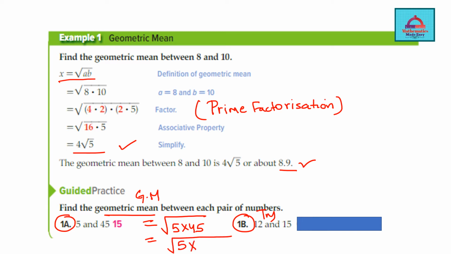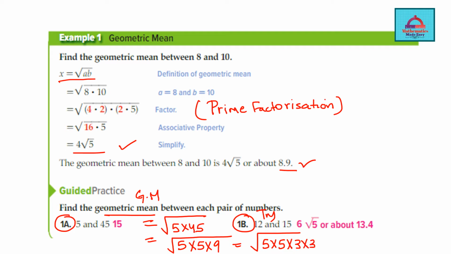5 multiplied with 45 is 5 times 9 times 5, so I will write 5 times 5 times 9. And then 9 can be written as a product of primes in the prime factorization as 3 multiplied with 3. So now because it's a square root, we can take the pairs. These are both perfect squares. That tells you that the number 5 can come out and number 3 can also come out. So 5 multiplied with 3, so 15 is the geometric mean of 5 and 45.